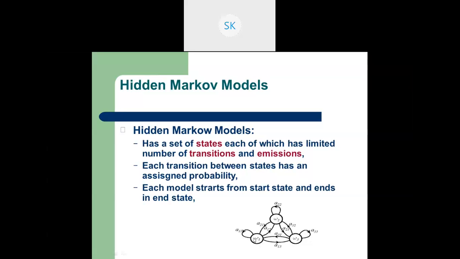The first suffix of A is with respect to the state you start from, and the second position of the suffix is with respect to the state in which you are landing. So these are the transitions. All the arrows shown in the diagram are the transitions.